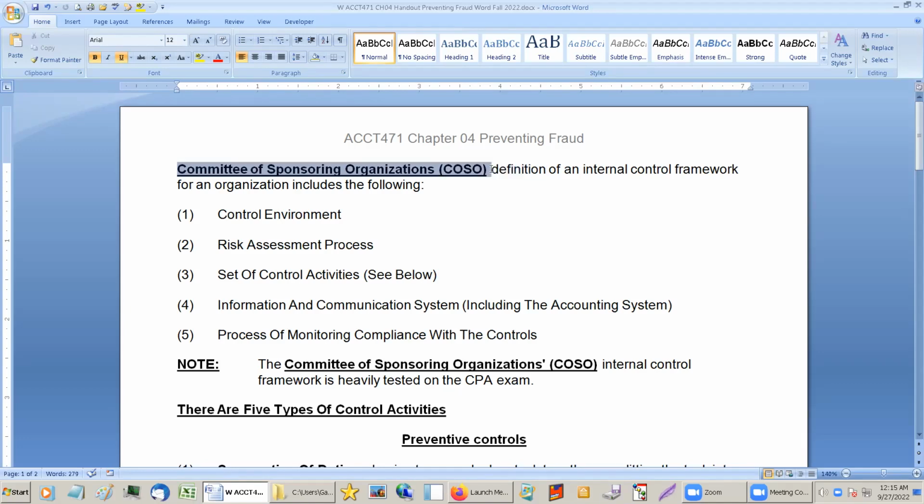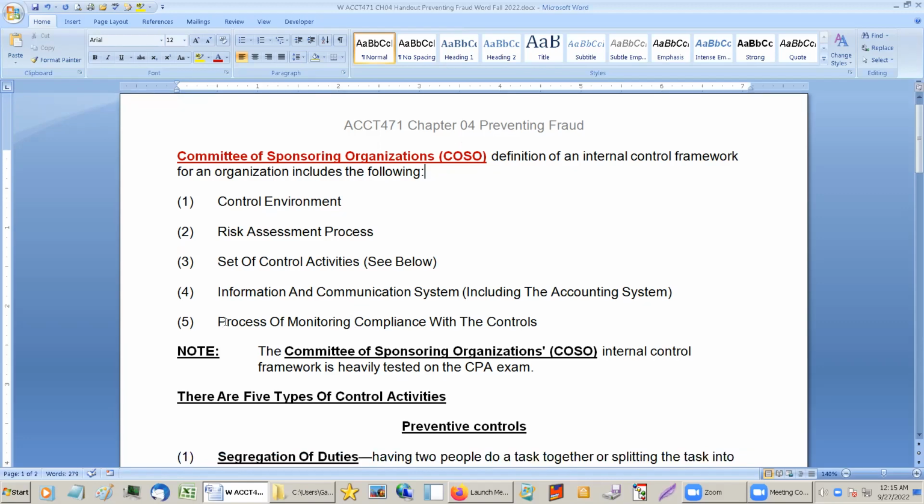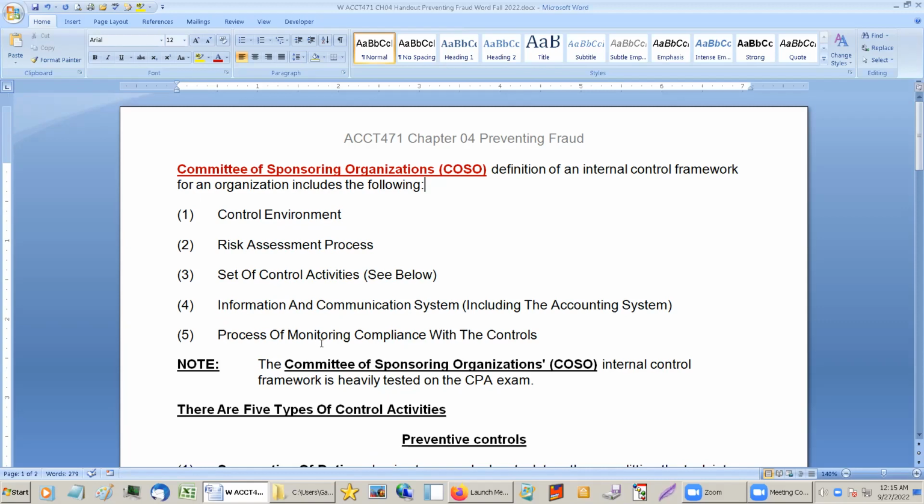The Committee on Sponsoring Organizations. I know this seems like it's almost like a made up group, but it's actually a very important one. A number of groups got together, and their whole thing is to look at internal controls. And one of those things is, of course, trying to mitigate fraud. Try to reduce fraud as much as you can.